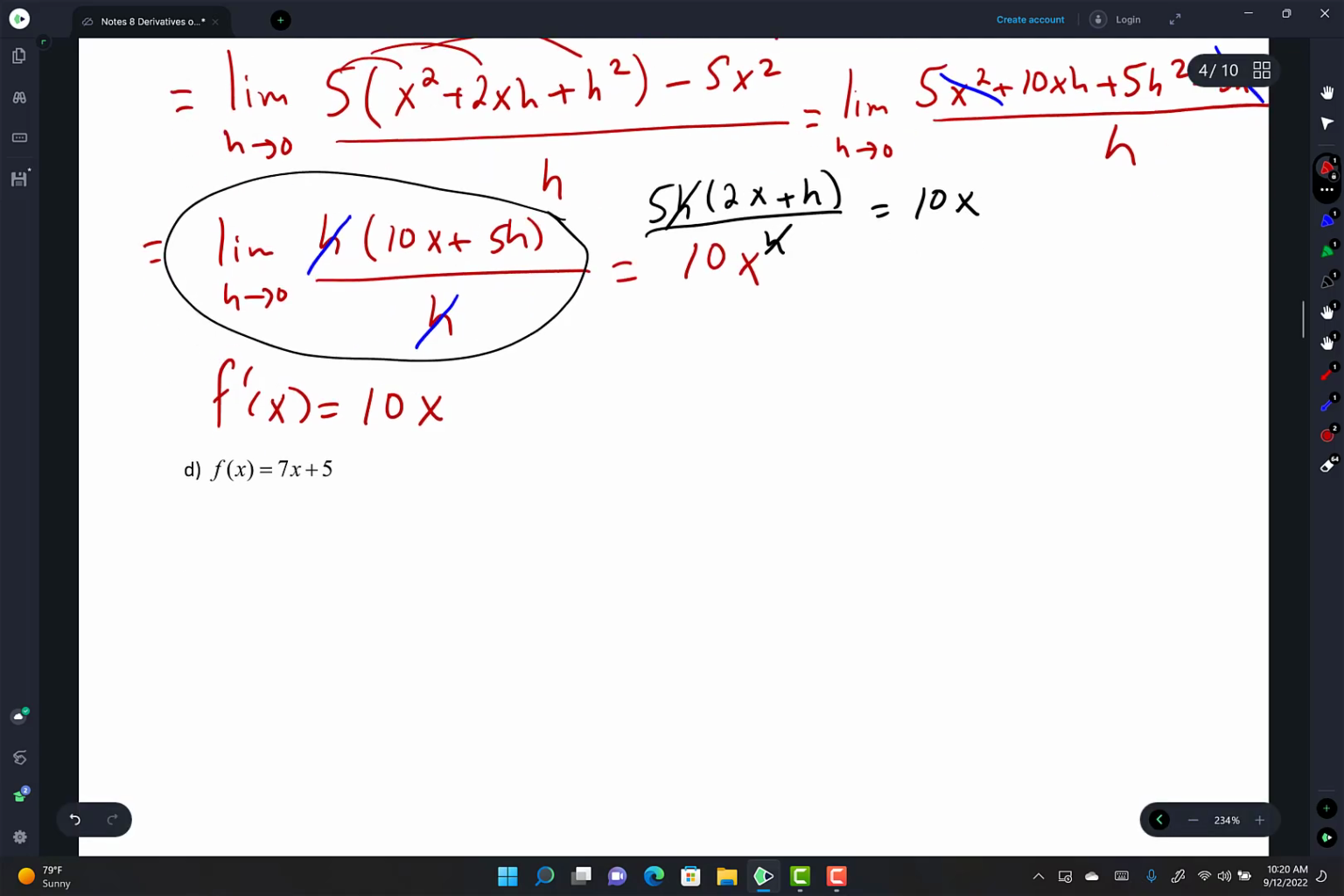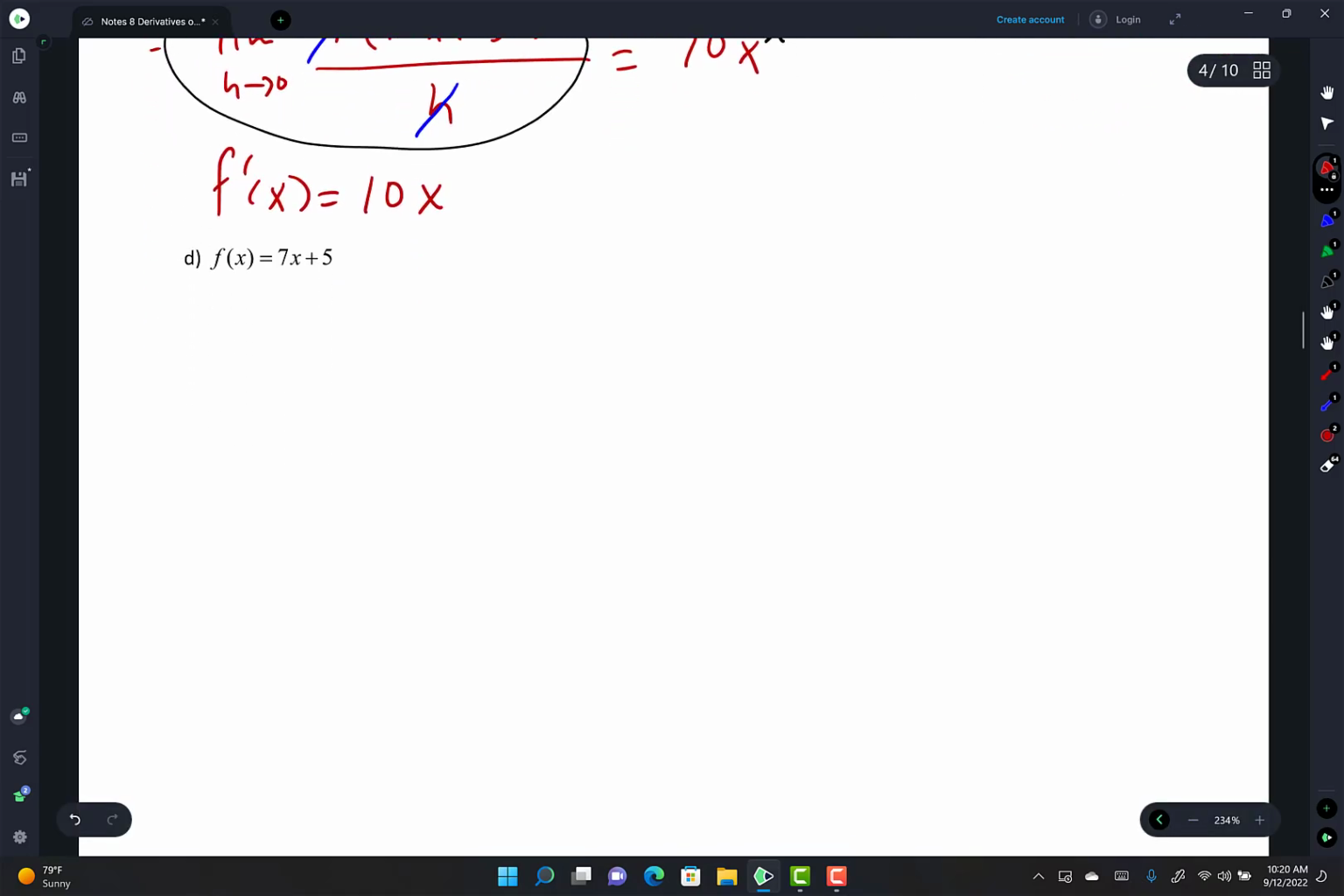All right, before we do letter D, remember what a derivative is. It's an instantaneous rate of change or a tangent slope. Look at letter D. It's a linear line. What do you think I'm going to get? I'm going to get a 7.